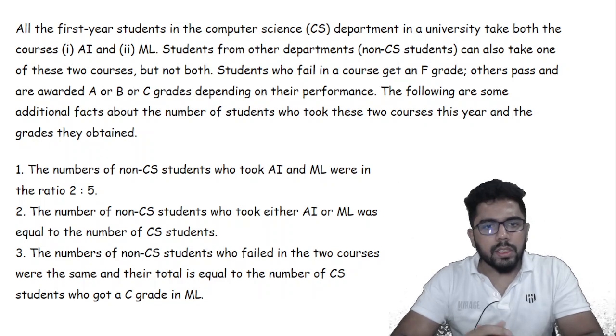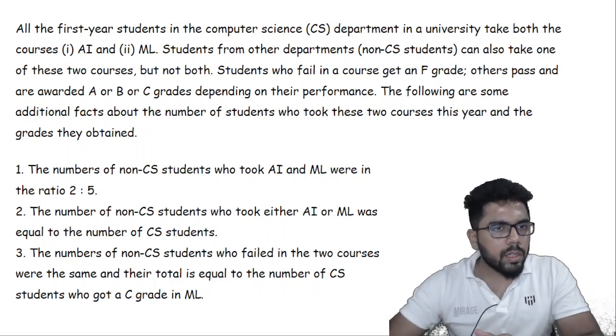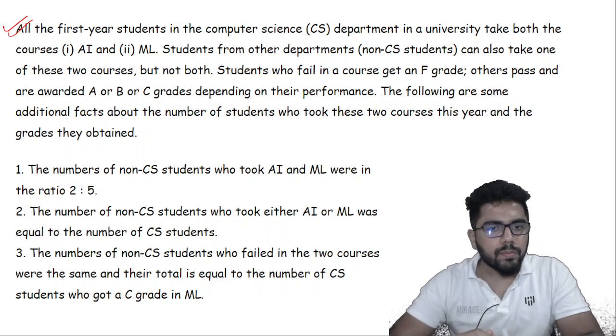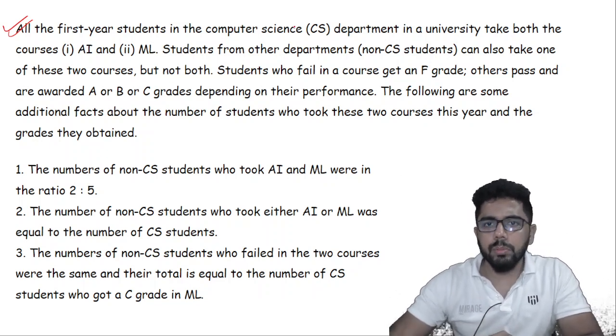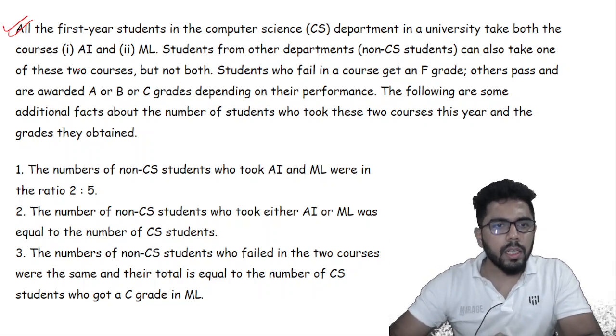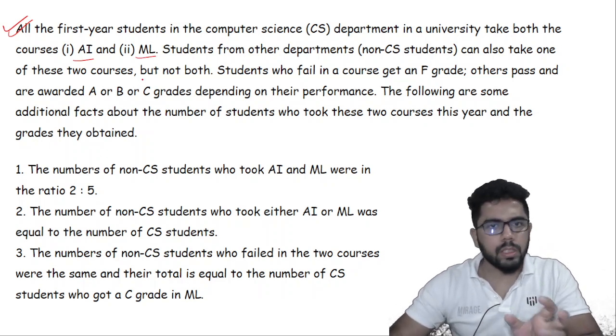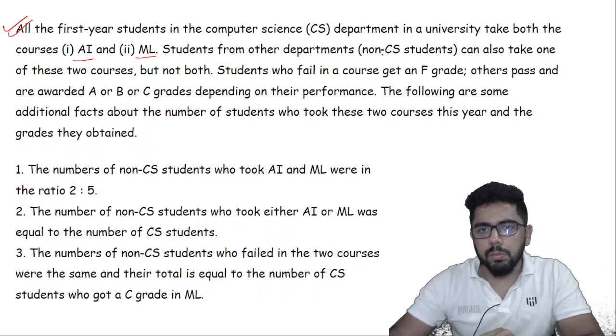Okay, so this is kind of a grouping question. Let's try and see what all things have been given. There are first year students in the computer science department in a university, and they take two courses, AI and ML. The computer science students take both the courses, AI and ML. Students from other departments, the non-computer science students, can also take one of these two courses but not both.